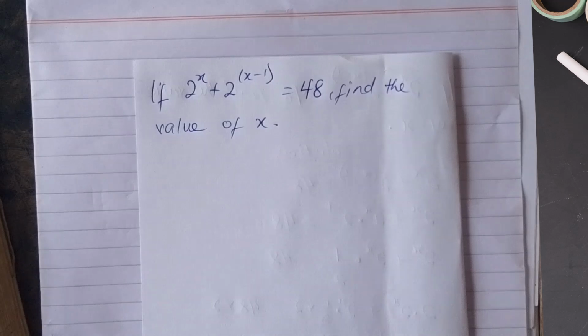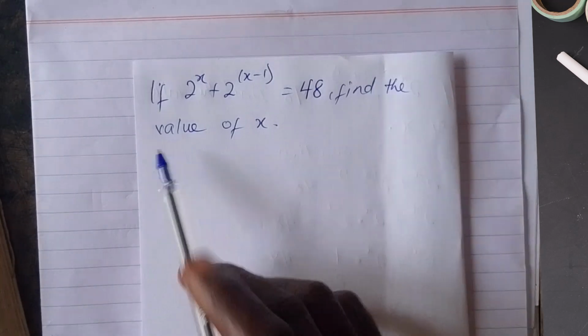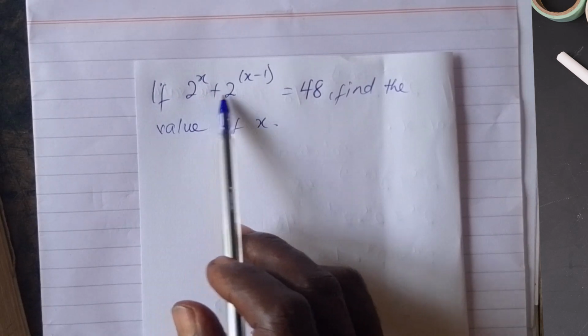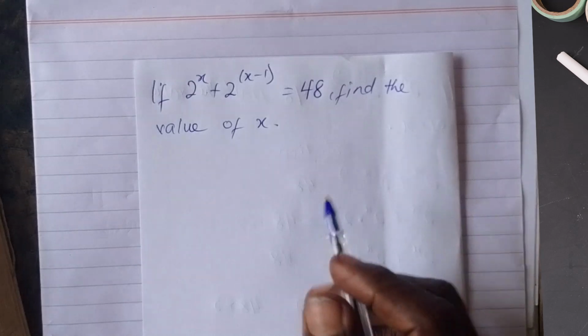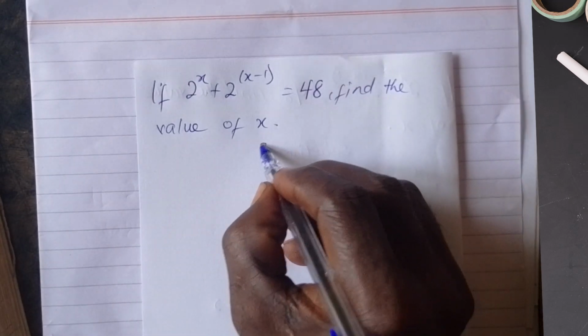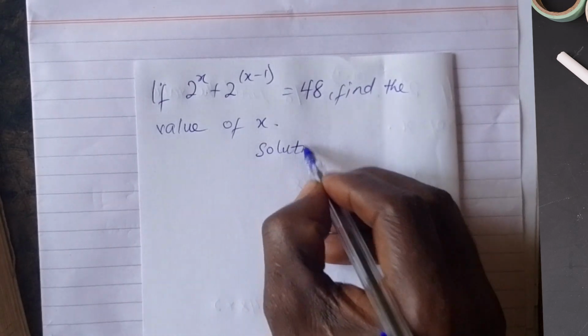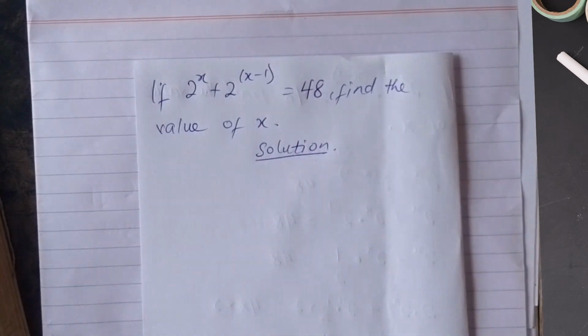We have a typical question involving indices, that is index notation. It says: if 2 to the power x plus 2 to the power x minus 1 equals 48, find the value of x. How do you go about this? Let's look at the solution here.